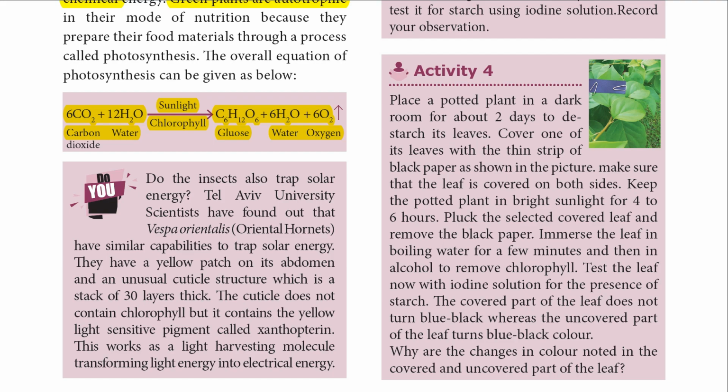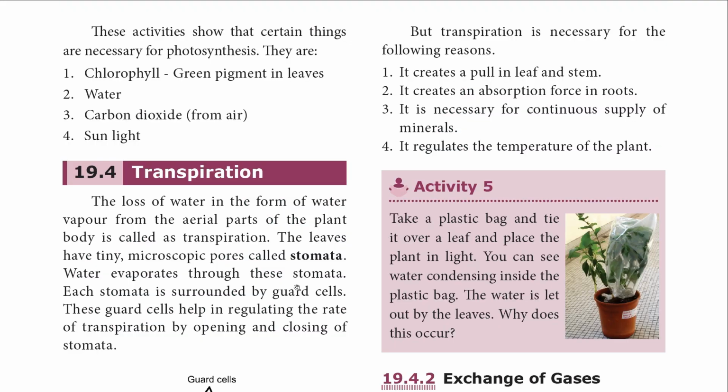It denotes that the part which is exposed to the sunlight alone is capable of producing starch, whereas the covered part of the de-starched leaf is not able to prepare starch without sunlight. From these activities we can understand that the things which are essential for photosynthesis are chlorophyll, the green pigment present in the leaf, water, carbon dioxide which is in the air, and sunlight. Only when these 4 elements are available can the plants prepare food by the process called photosynthesis.